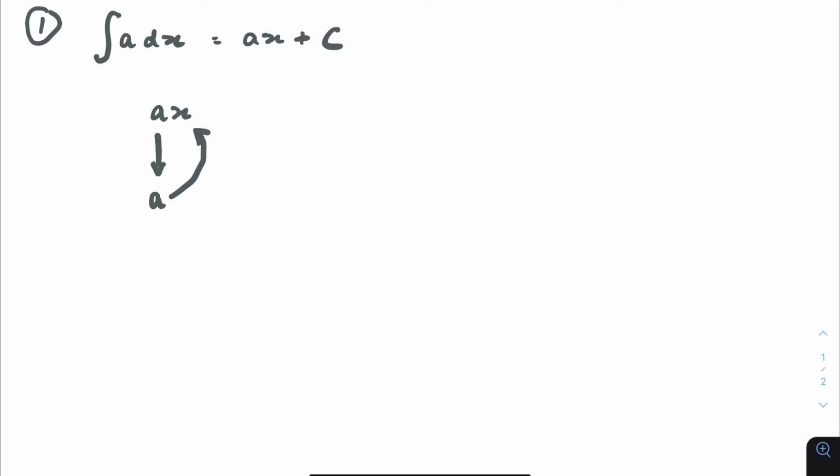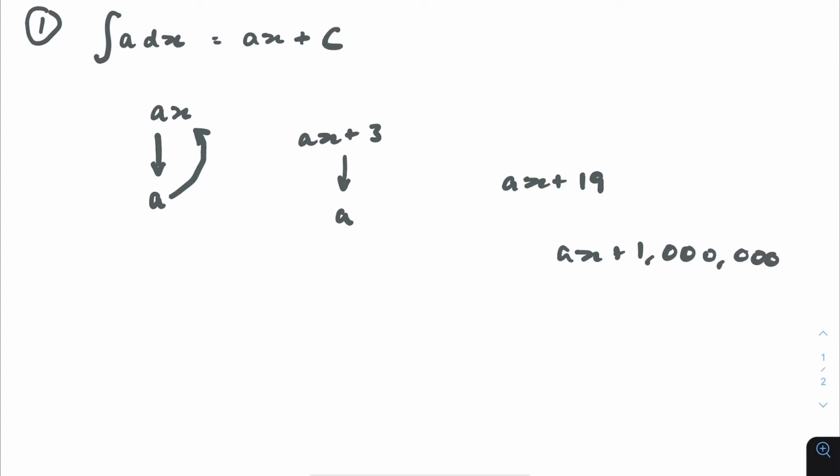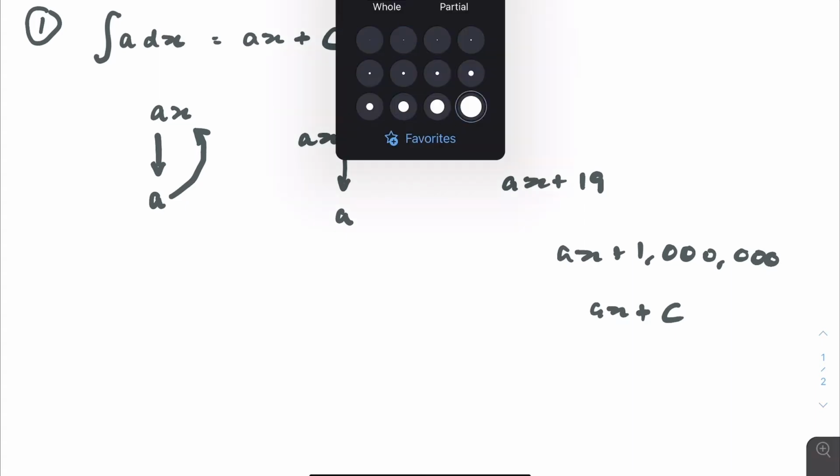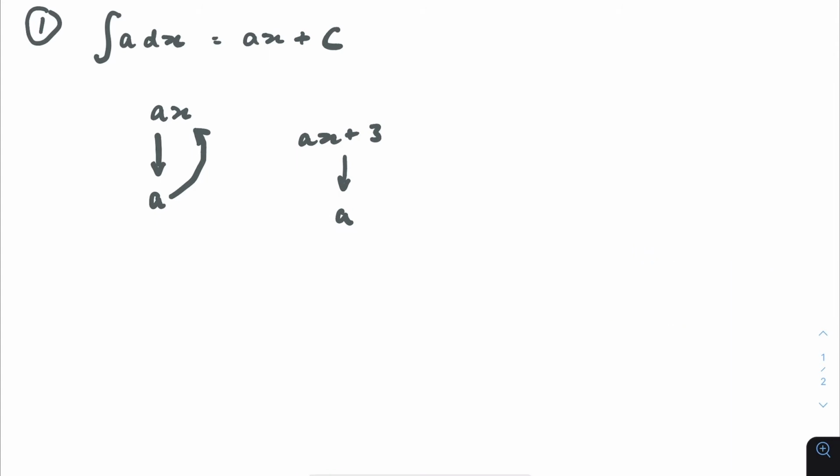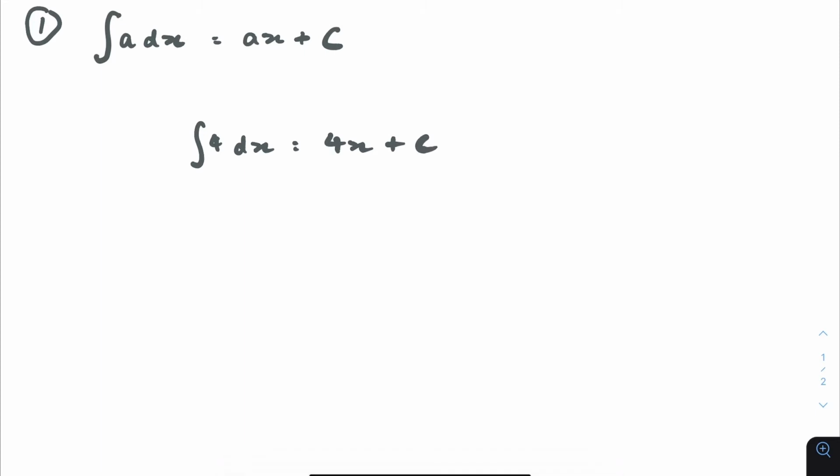Well, the thing is, what if we had ax plus 3, just as an example? When you differentiate that, that still gives you a. Which means if we have ax plus 19, ax plus 1 million, ax plus anything, which we refer to as c, it differentiates to form a. Therefore, this constant that we add at the end is referred to as c, like I've shown you in this equation. All right, so that's the first rule, explained a little bit deeper. So for example, if you have 4 and you're integrating that, that becomes 4x plus c, because it could be 4x plus 3 and it would still differentiate to 4.